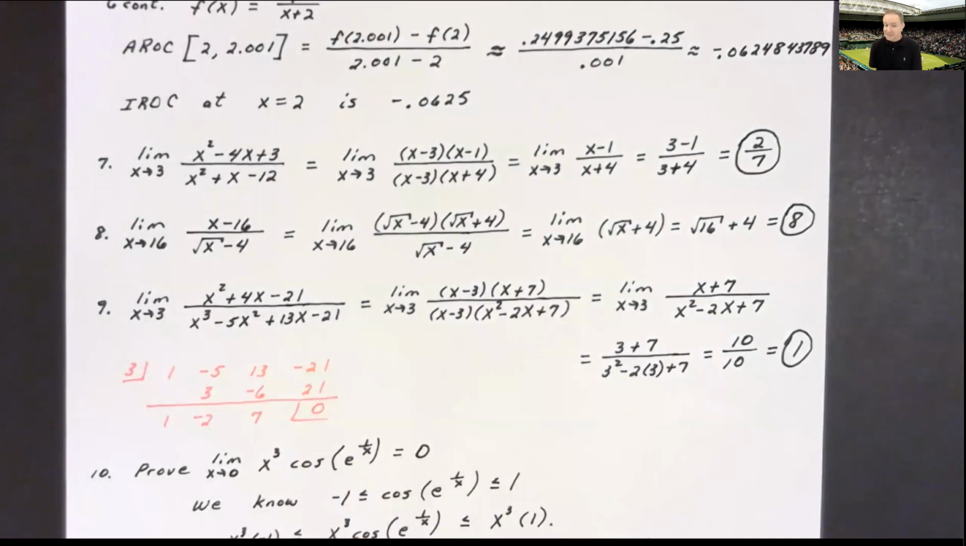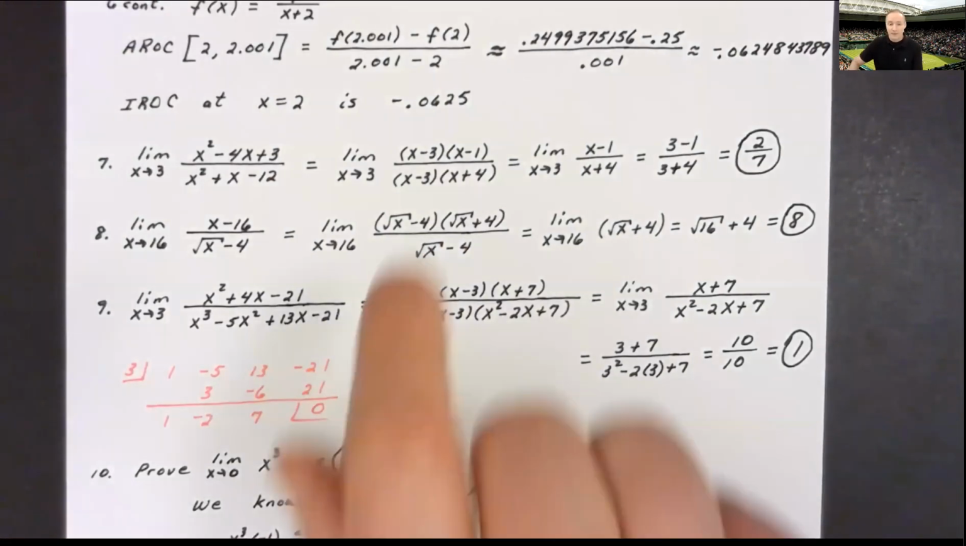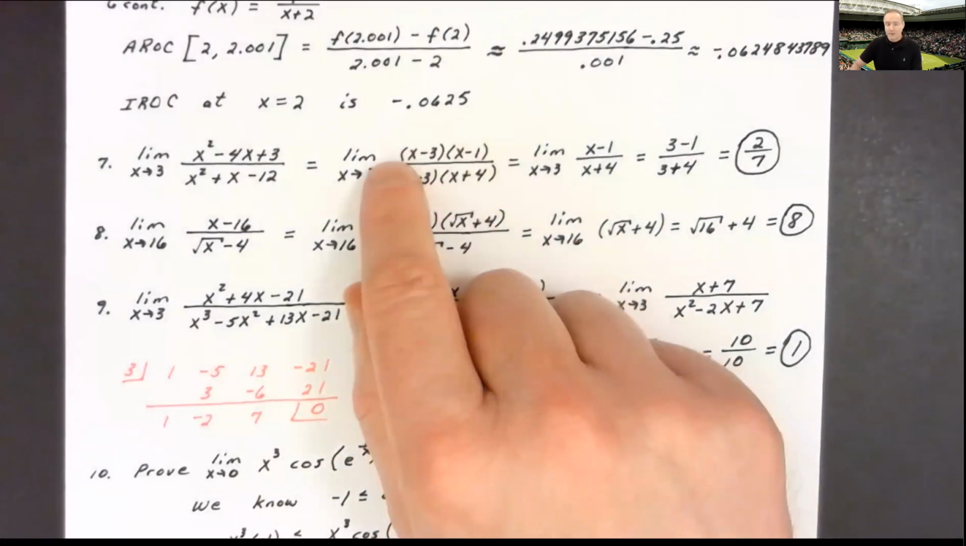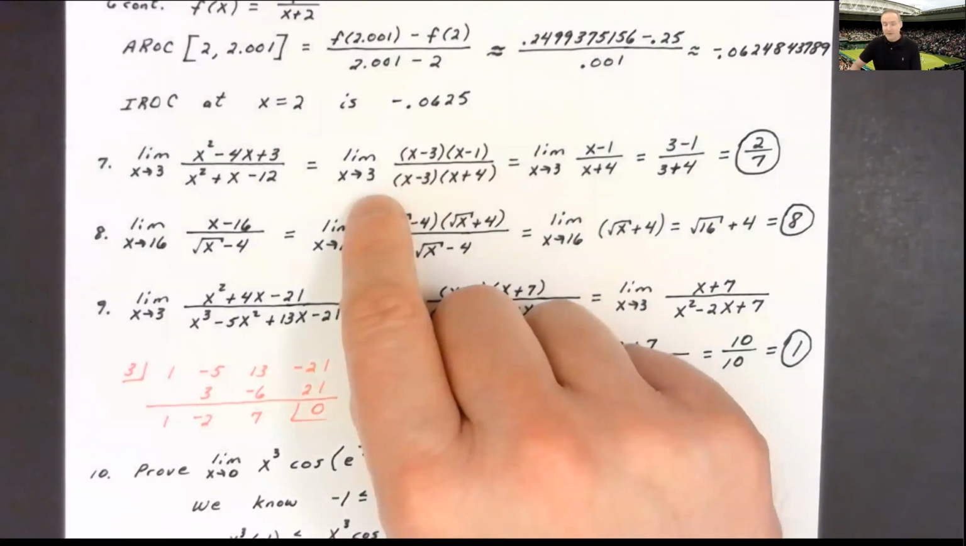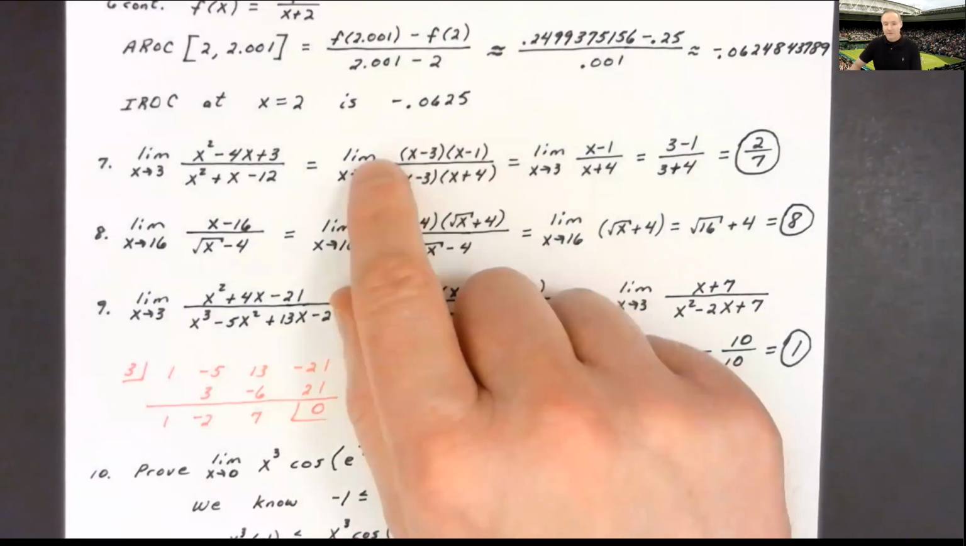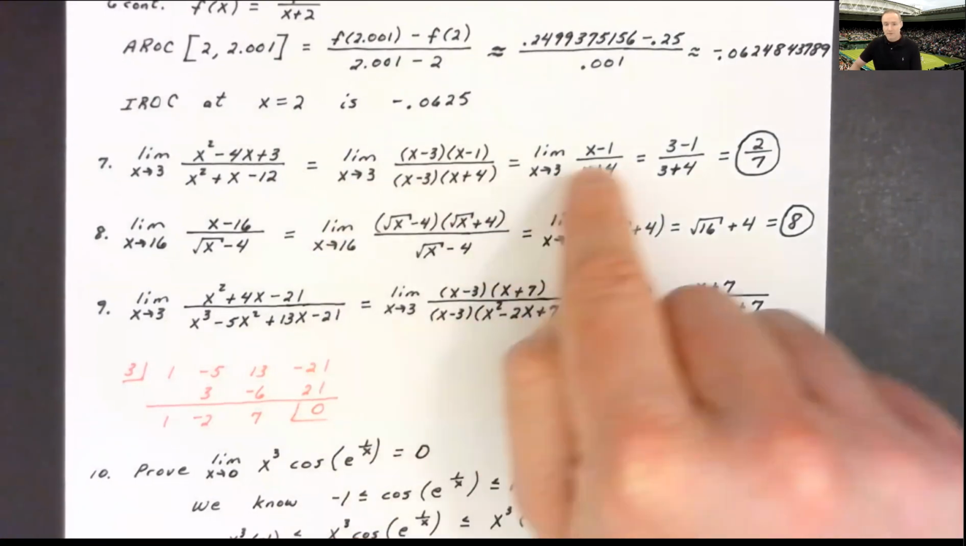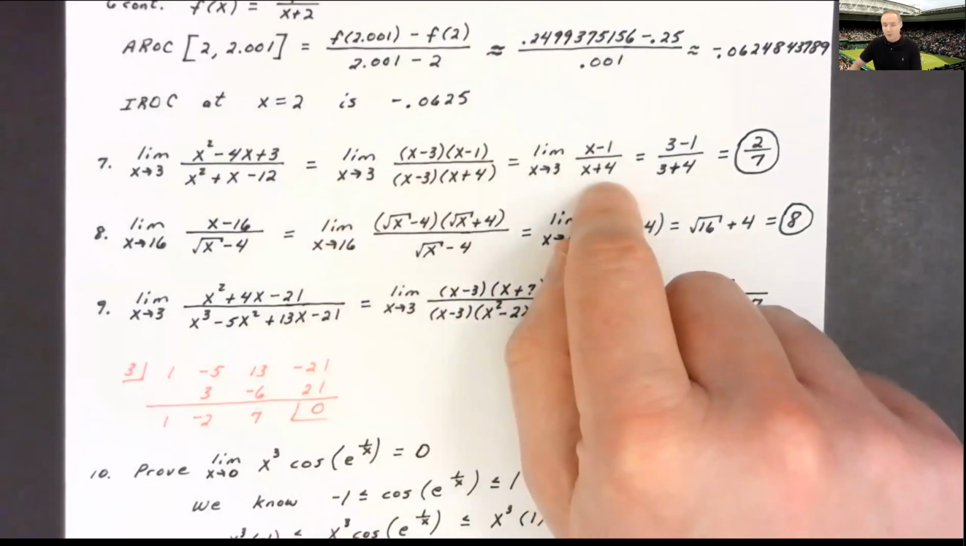And I can say I still can't plug in the 3 because I would get a 0 in the denominator. But once I cancel out the factor causing trouble that's in common in the numerator and denominator, I'm going to be fine. So I cancel out the x minus 3's, and I can say this is the limit as x approaches 3 of x minus 1 over x plus 4.